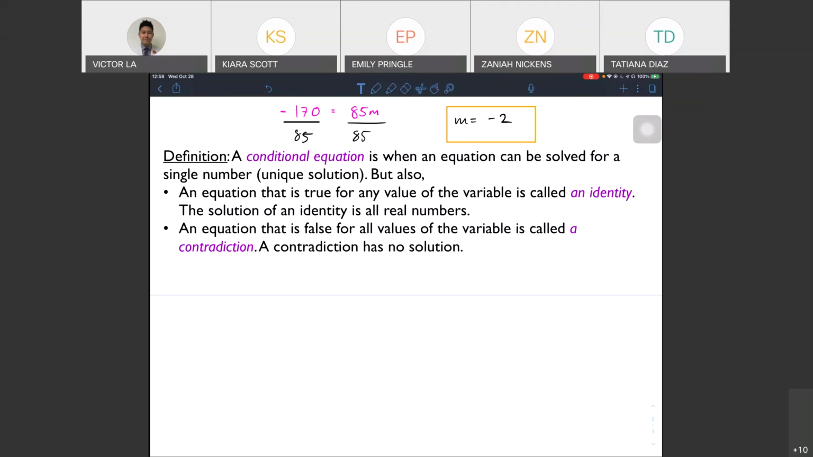Everyone has this written down? Is my audio still consistent at least? Yeah. All right, cool.